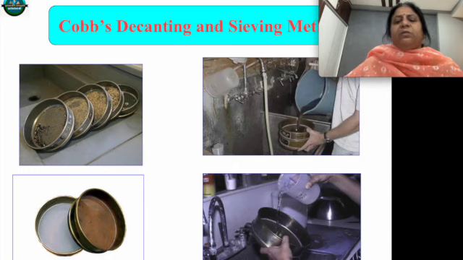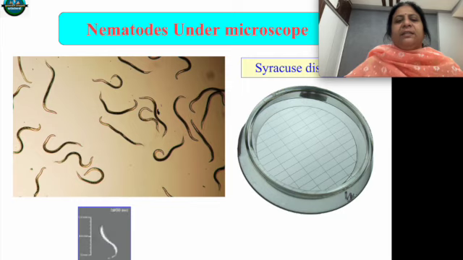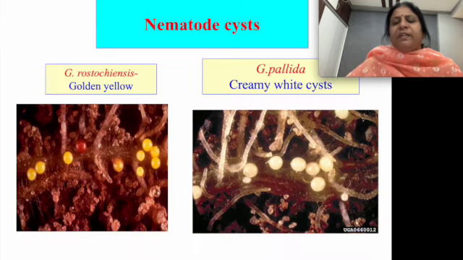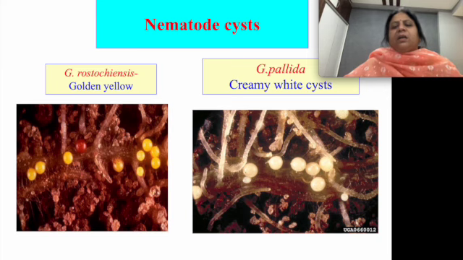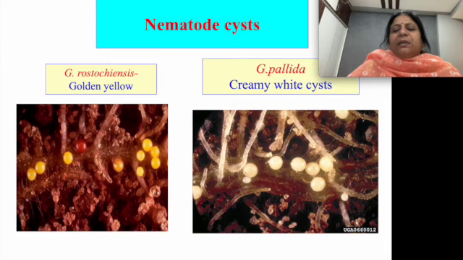So it is better to get the sample and diagnose for the nematodes. Very simple techniques are available for the nematode diagnosis. After that, the nematodes can be observed under the microscope. You can see the parasitic nematodes and saprophytic nematodes. Sometimes cyst forming nematodes like golden nematode, Globodera rostochiensis, golden yellow cyst, and Globodera pallida, creamy white cyst may appear.